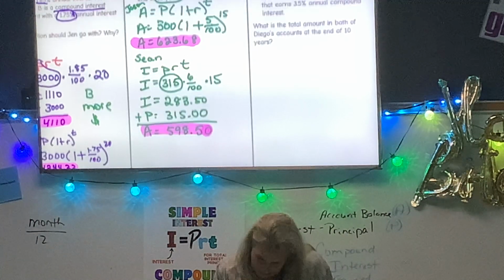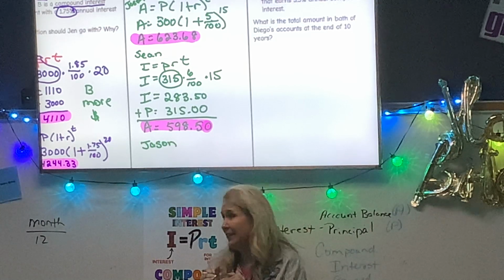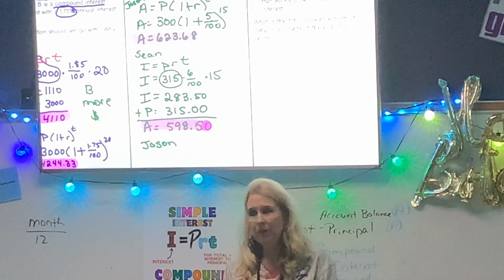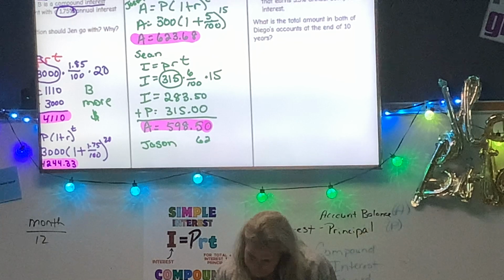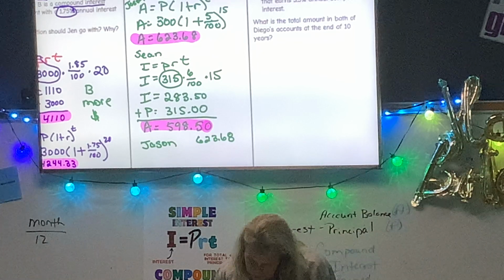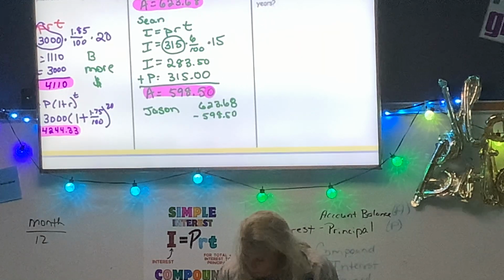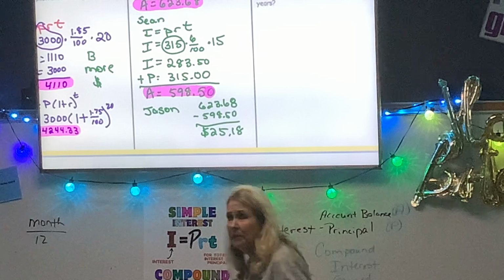Jason. Now look at the second question, and if you wouldn't have gone them both to amounts and accounts, you would have got the second part wrong. It says by how much more? 25.18. What'd you do? Subtracted Sean from Jason. Perfect. She subtracted to figure out by how much more. It's not much more, but hey, it's $25.18 more.